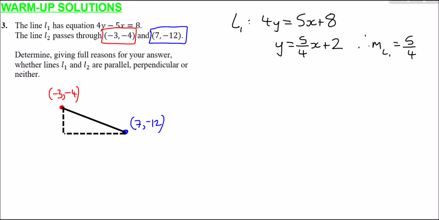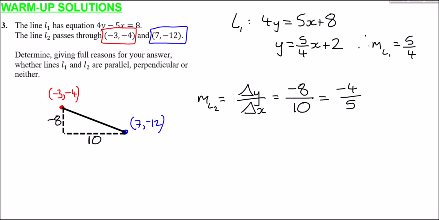So I can write this down. So the gradient of the line L2 is, between these 2 points, change in y divided by the change in x. So we've gone from minus 4 down to minus 12. So we've gone down by 8. So you could have done as well, instead of that, minus 12 minus minus 4. Either way, the change in y is minus 8. And the change in x, we've gone from minus 3 up to 7. That's an increase of 10. So it's minus 8 over 10, which simplifies to minus 4/5.